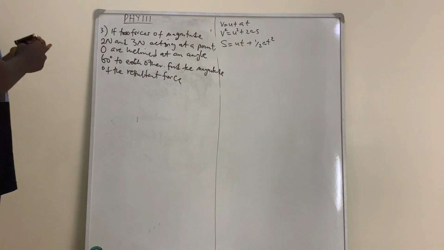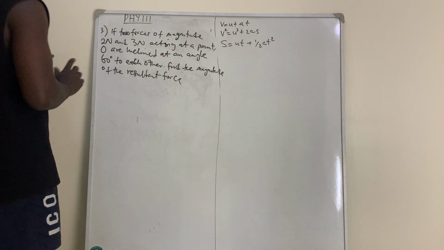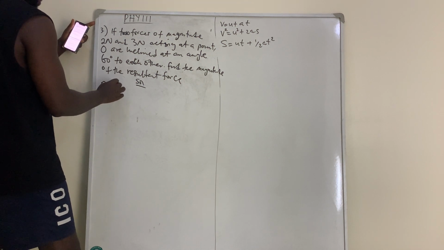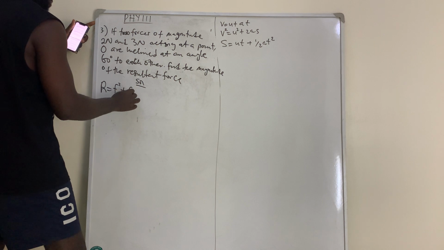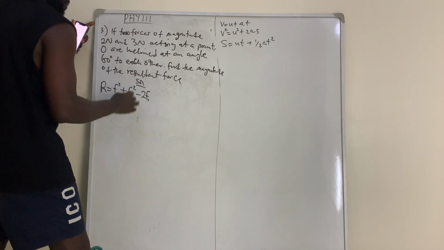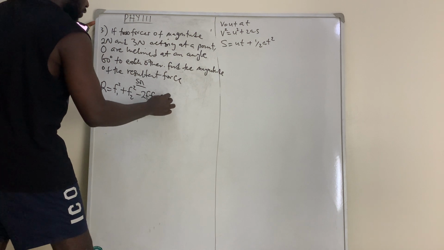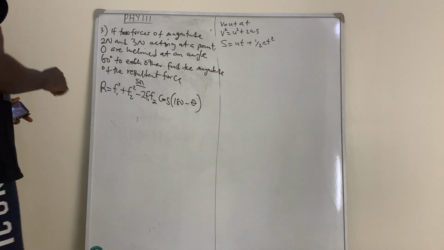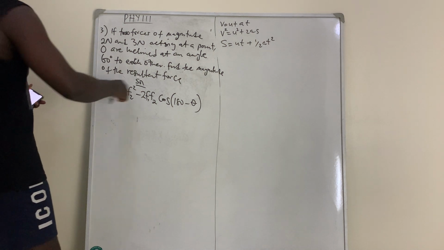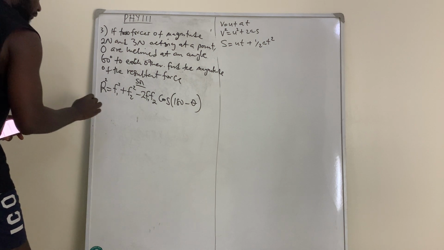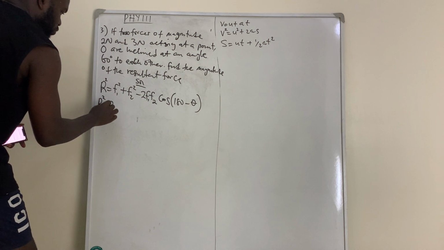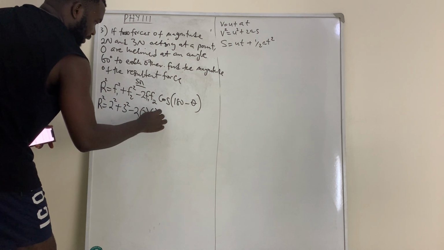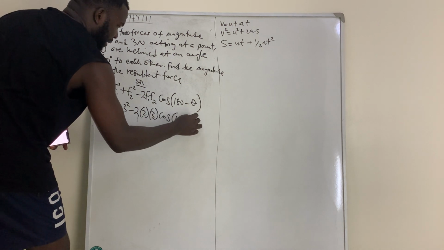Okay, now whenever two forces act at a particular angle, there's a normal formula you should use, and that formula is that the resultant force is equal to F1 squared plus F2 squared minus 2 times F1 times F2, then cos 180 minus theta. So anytime any two forces act at a particular angle, this is what to use. So there should be squared there, sorry. So I have that R squared is equal to 2 squared plus 3 squared minus 2 times 2 times 3, then cos 180 minus 60.